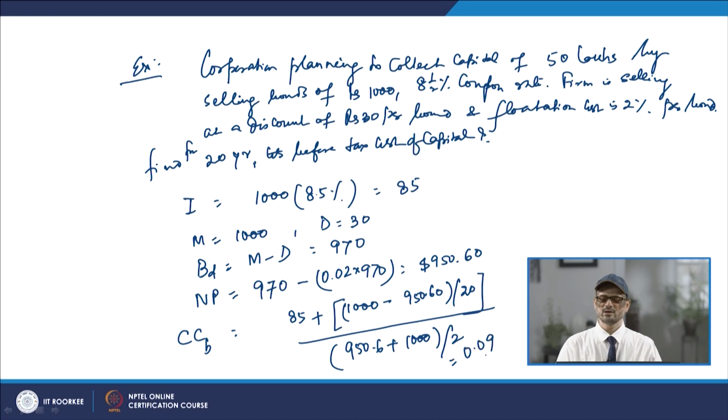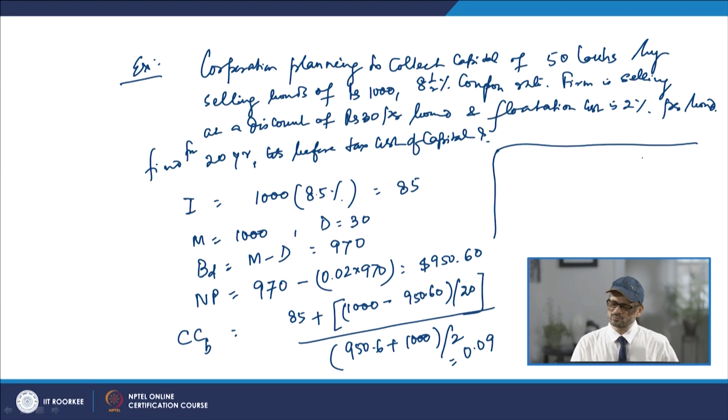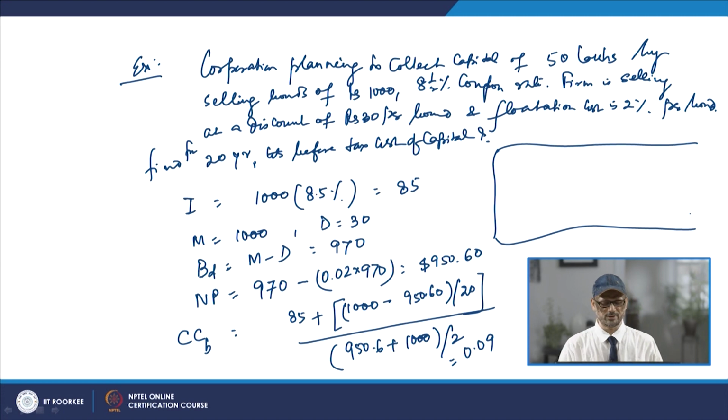0.09. So, coming to the interpretation of the value of CCB as 0.09, it can be written that the before tax cost of capital is 9%.